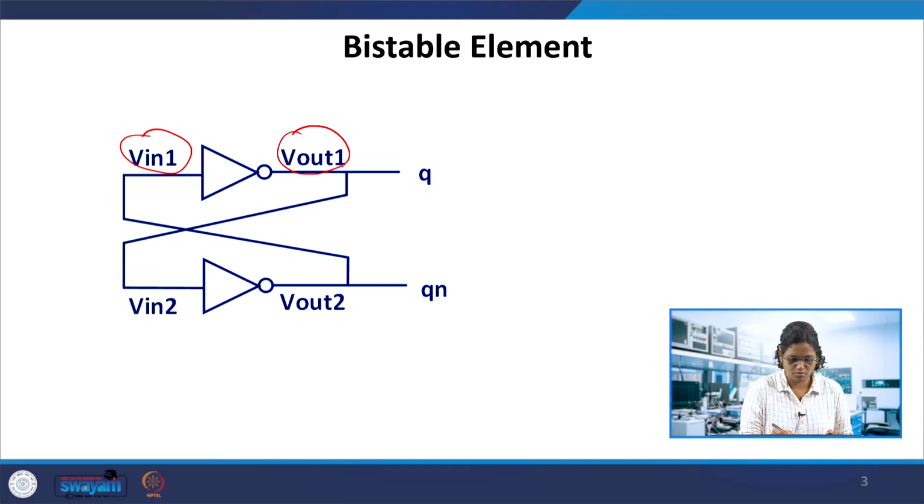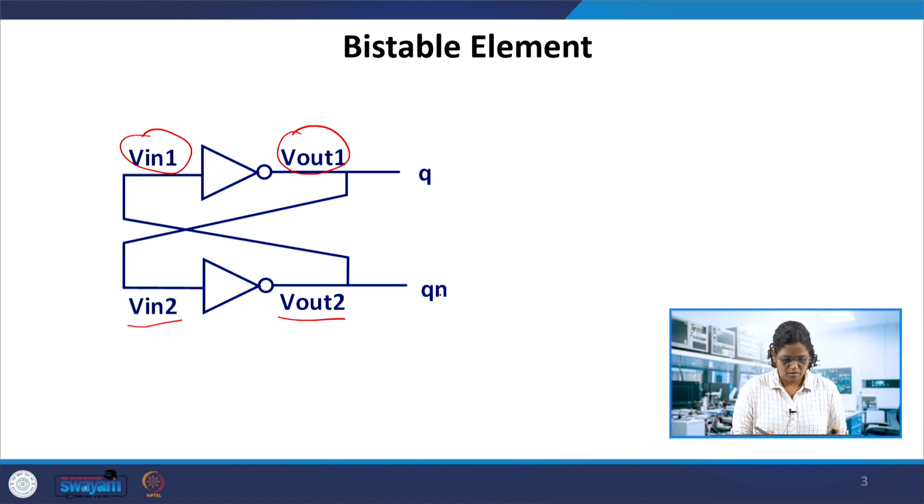element. This memory element can have the clock, and consider this element as a bistable element, which has the two inverters that are shown over here. The input of one inverter is, suppose, V in 1, and its output is V out 1, and the next inverter has input V in 2 and output V out 2. So Q and Qn don't take any input; they are the outputs.